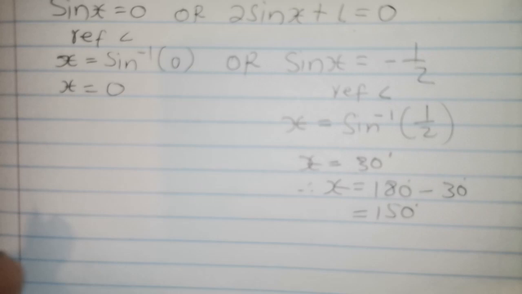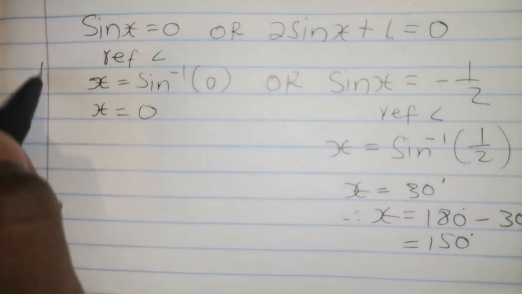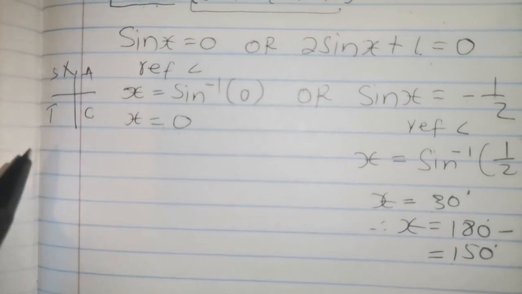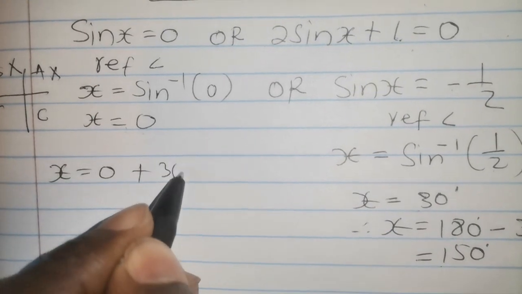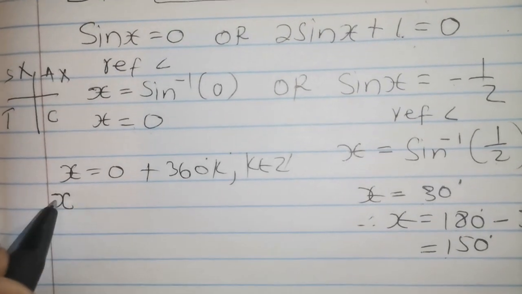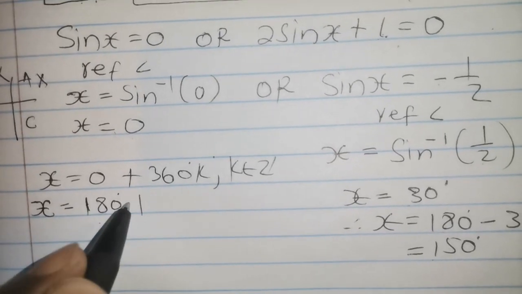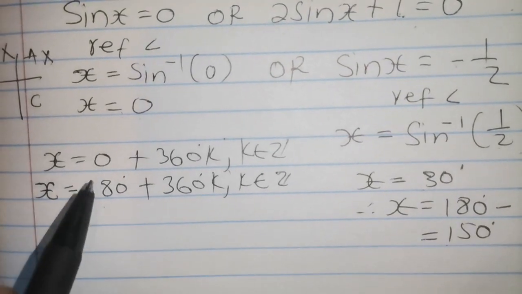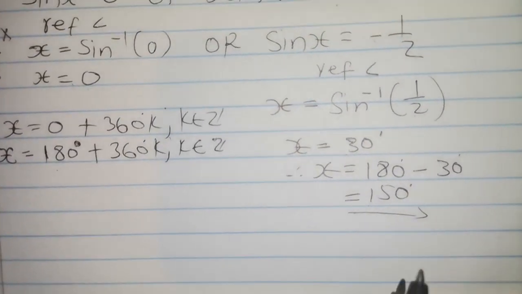Now the solution is on both sides. Therefore, you check where sine is positive. You go back to your CAST diagram. Sine is positive in the second quadrant and the first quadrant. Therefore, in the first quadrant x equals 0 plus 360k, such that k is the set of integers. In the second quadrant, x is 180 minus 0, which is 180 plus 360k, such that k is the set of integers.